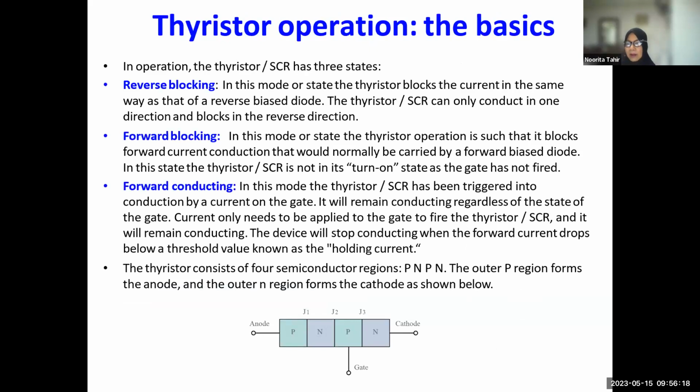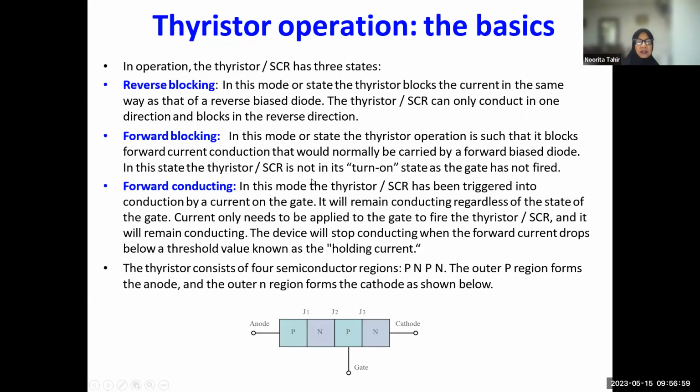Okay, so thyristor operation, the basic things that we need to recap or understand. One, the reverse blocking. It has three states. Reverse blocking is when the device behaves in the same way as a reverse bias diode. So the thyristor can only conduct in one direction and blocks the other. What about forward blocking? This mode is where the thyristor blocks forward current conduction. That is normally like a forward bias diode.